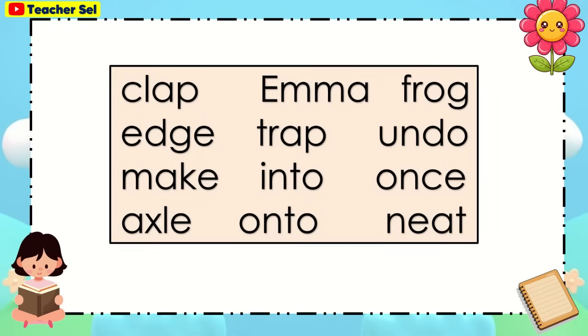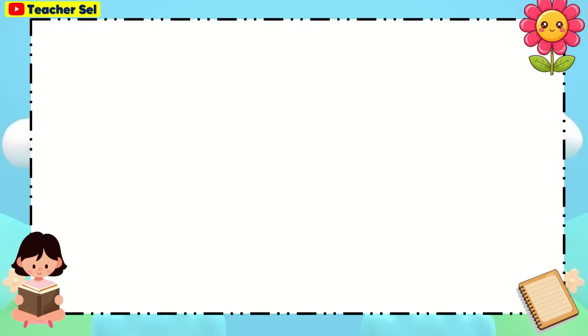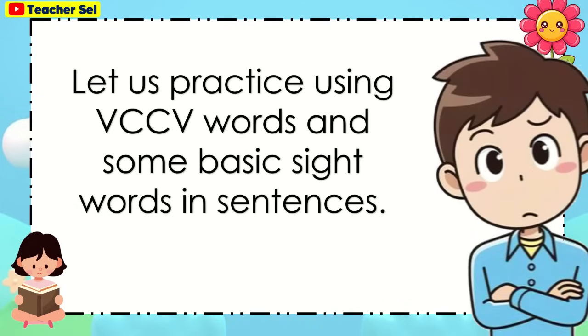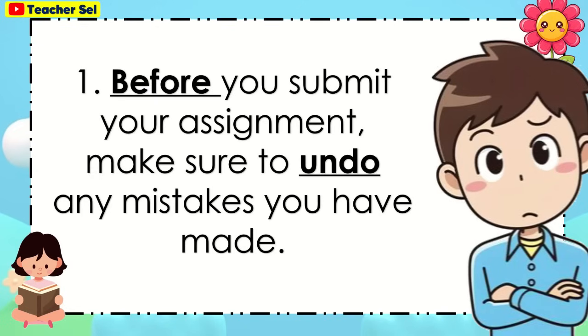Clap, edge, make, axle, Emma, trap, into, onto, frog, undo, once, neat. Let us practice using VCCV words and some basic sight words in sentences. Before you submit your assignment, make sure to undo any mistakes you have made.